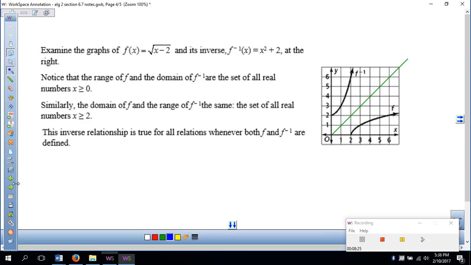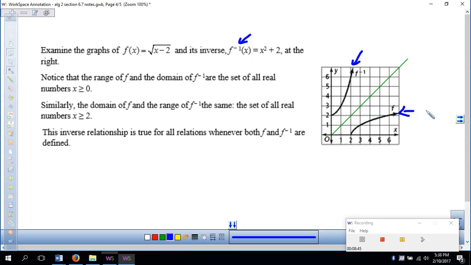Okay. So again, here we're going to look at the graphs of inverses. So examine the graphs of f of x equals root x minus 2, that's this one. And f inverse of x, remember that's the notation for the inverse of f, is x squared plus 2. That's that graph. And the green line is the line y equals x. So if I folded on that green line, you would see that these two functions would overlap each other.